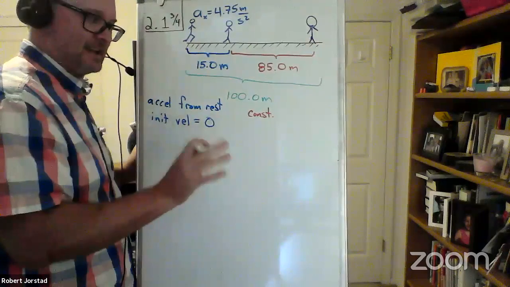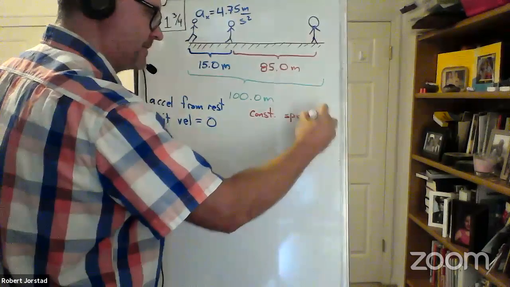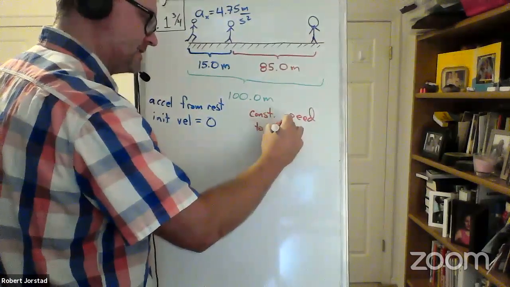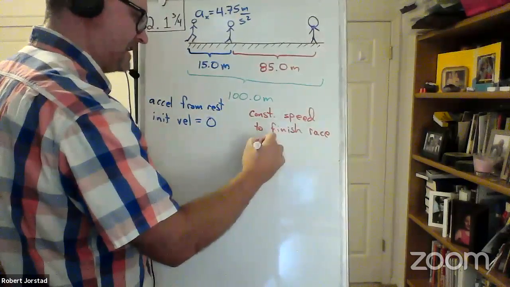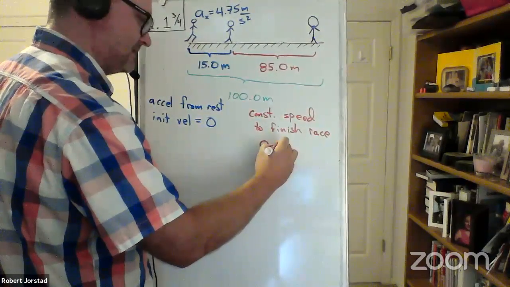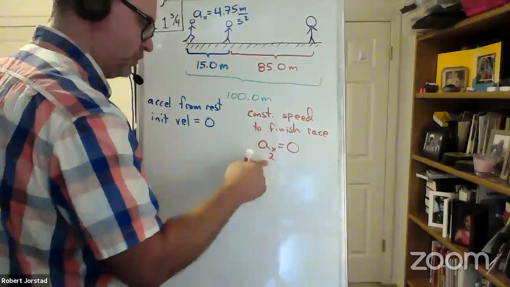So notice the problem statement doesn't say it exactly this way, but they implied constant speed to finish the race. That tells us that a sub x equals 0 for stage 2.